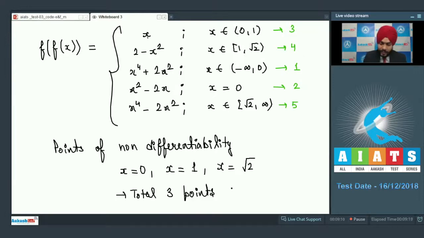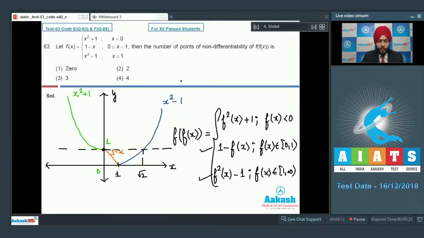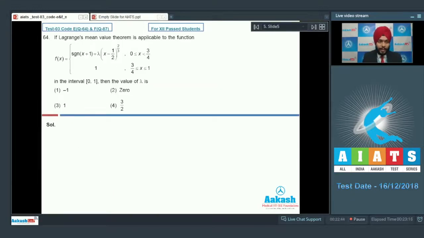No doubt this was a lengthy question, but yes, it is a very conceptual question. Option number 3 holds true. Okay, let us move on to question number 64. Question 64 says that Lagrange's mean value theorem is applicable to the function f(x) equal to signum of x plus 1 plus lambda times (x minus 1 by 2) whole raised to the power 2 by 3, where x belongs to 0 closed 3 by 4 open, and 1 when x belongs to 3 by 4 closed to 1 open.